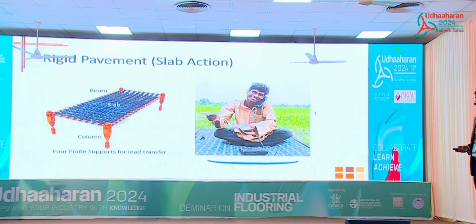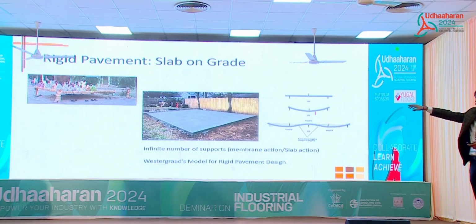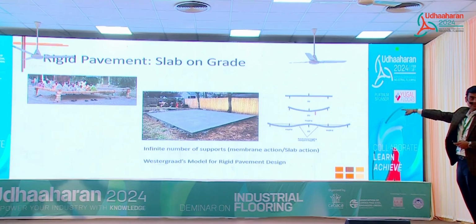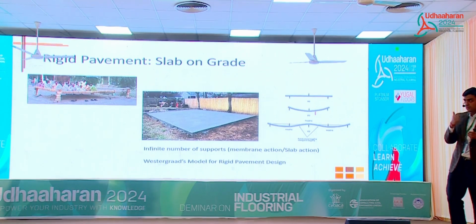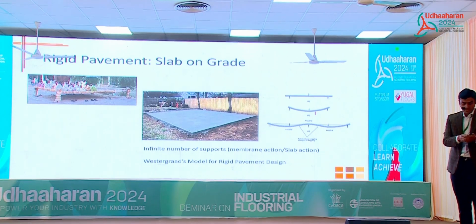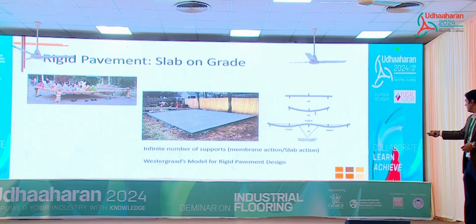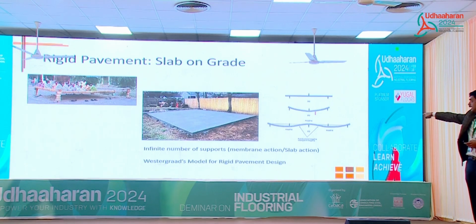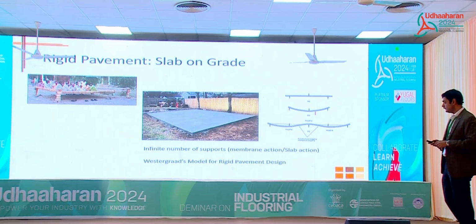Now, how do we extend this to flooring? The same cot, but now imagine this cot has infinite legs. This is how it looks like, the second picture. So the principle of doing a floor design or a floor slab design is you imagine a slab which has an infinite amount of supports, and this slab is also exposed to bending moments, sagging and hogging. And this is actually what we call Westergaard's model for rigid pavement design.